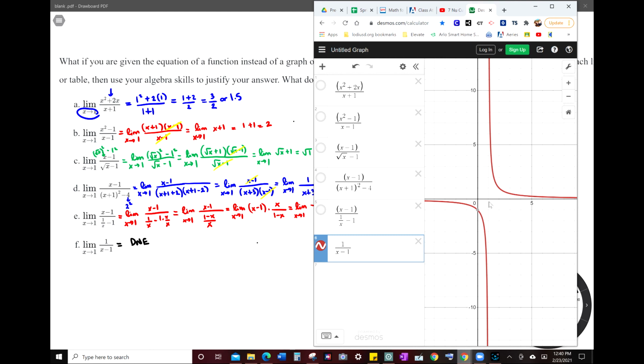All right. So hopefully I gave you an idea about how to use algebra skills to evaluate limits algebraically, and a quick review on how to use graphs too. So hopefully you guys can practice this on your own, and it helps you understand this concept a little bit more.